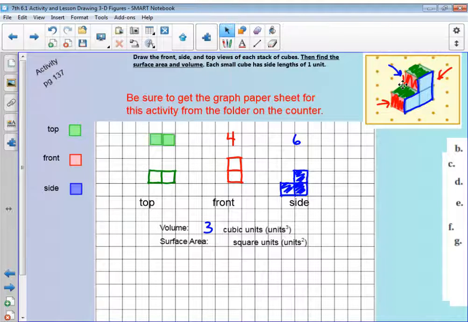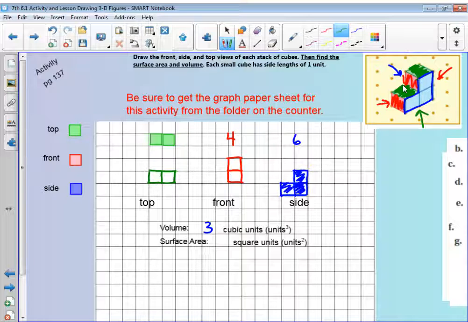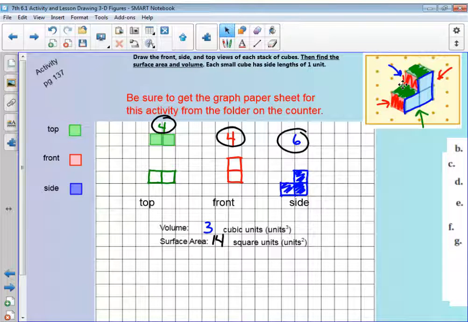And then from the top, I can see these 2 that are here. Okay, I'm able to see these right here. There's also 2 down here that I can't see the bottom of. So that would also give me 2 plus 2 is 4. So to do my surface area, I'm actually going to add all of these together, which would give me 14. So I have 14 square units, or units squared, if that's how you would prefer to write them.